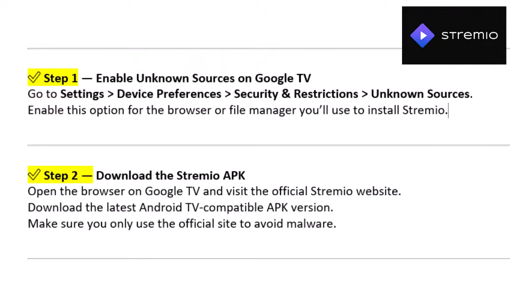Step 2. Download the Stremio APK. Open the browser on Google TV and visit the official Stremio website. Download the latest Android TV compatible APK version. Make sure you only use the official site to avoid malware.